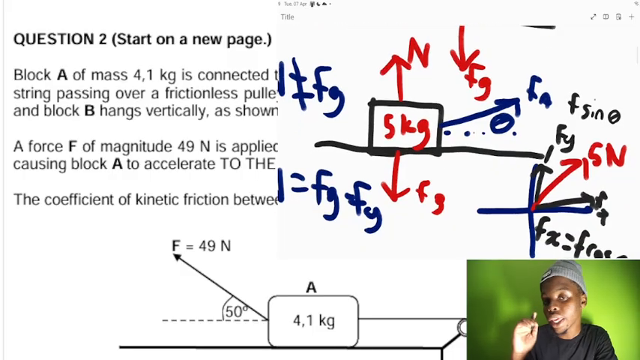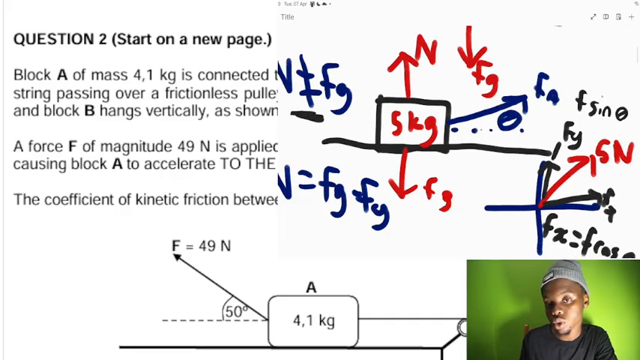But remember this: if your force applied is now being applied at an angle, not horizontally, like in this scenario that we're going to look at, just know that in that case your normal force is not equal to Fg. We'll explain that in a second. So in this case, your normal force is equal to Fg minus Fy. So this is subtraction: minus Fy.